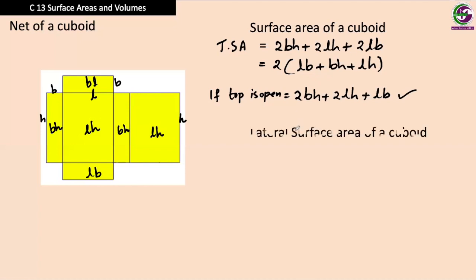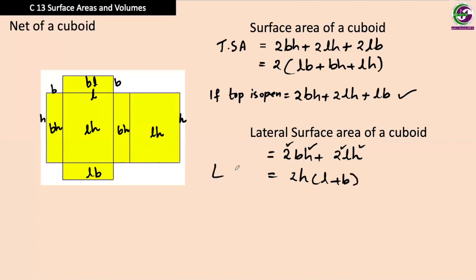Now coming to lateral surface area. Lateral surface area means we will only take the side faces. We will not take the top and bottom. So it will be 2 times BH and LH: 2 times BH plus 2 times LH, or we can simplify it in this form. 2 is common and H is common. So 2H(L plus B). This is the lateral surface area of a cuboid. Also, we need this rule to solve a few questions.